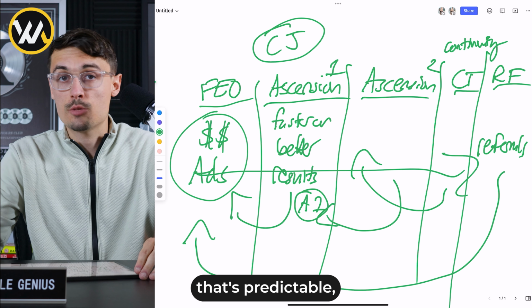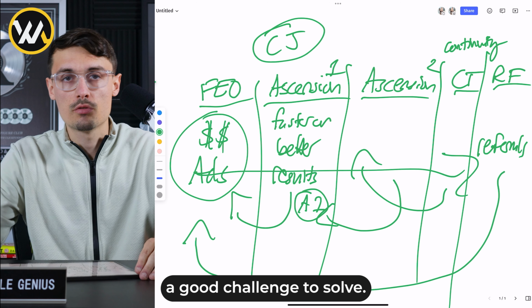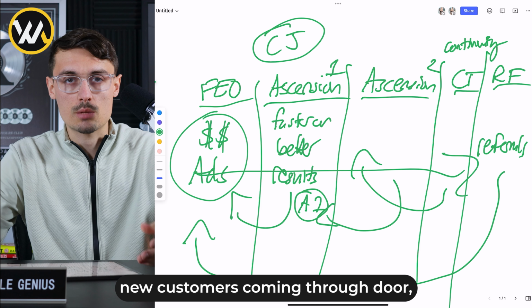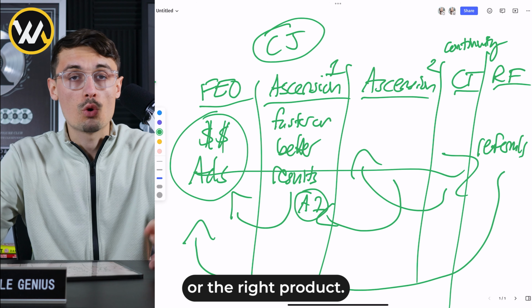You have a good product ladder that's predictable, that solves your clients' problems or challenges that are actually a good challenge to solve. And you can consistently keep new customers coming to the door that actually get the right fulfillment and services or the right product.